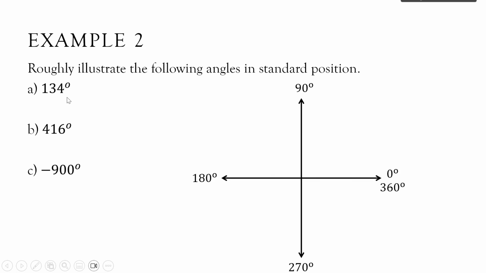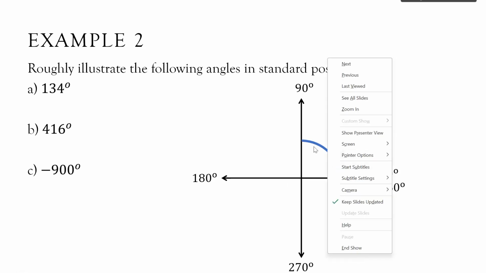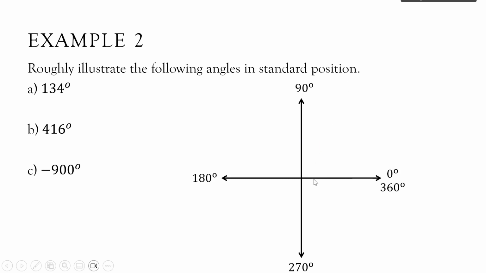For 134 degrees, I'm going to start on this side. And I did this a little prematurely here. Oops, let me take that back. So 134, that's obviously bigger than 90, so I'm going to move 90 degrees. 134 is definitely smaller than 180, so I'm expecting 134 to be somewhere in this top left square. But how far do I go exactly?